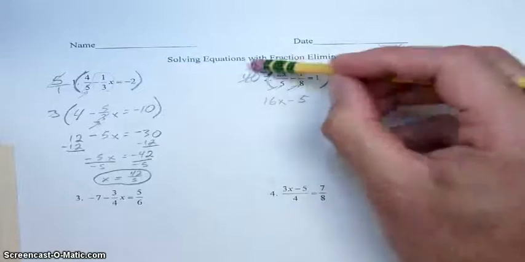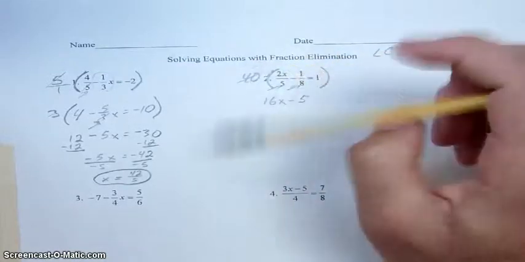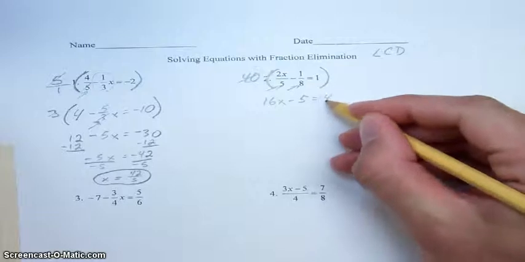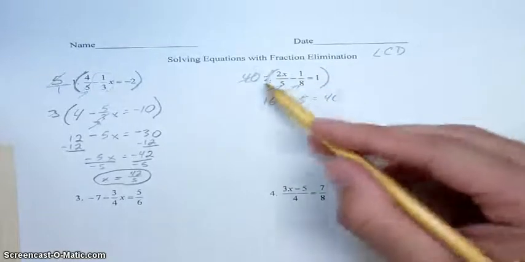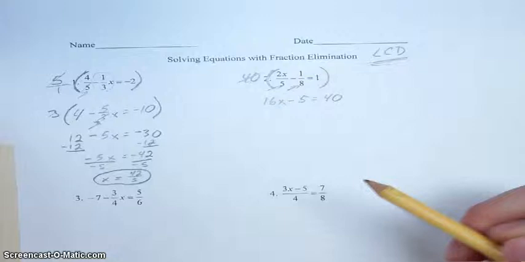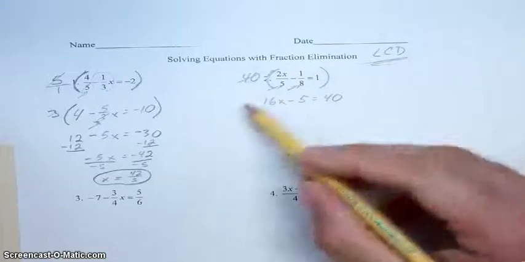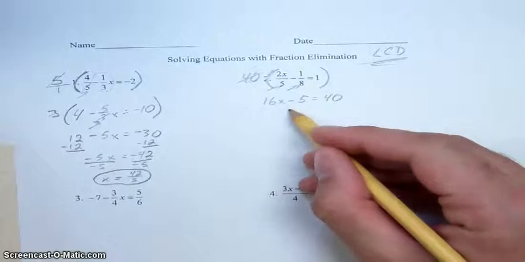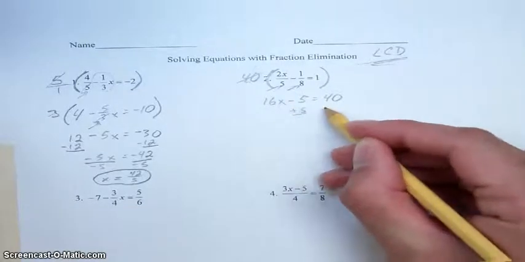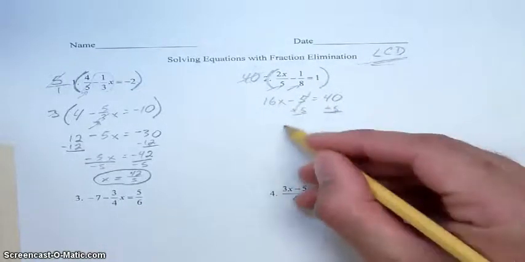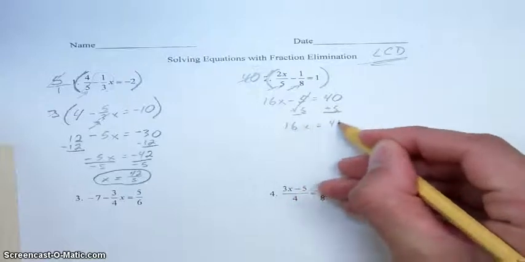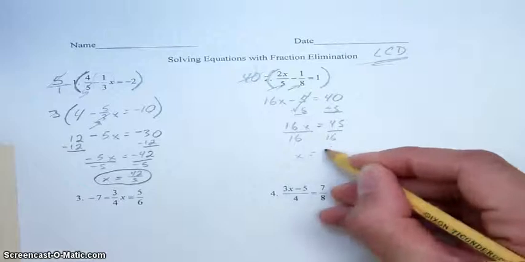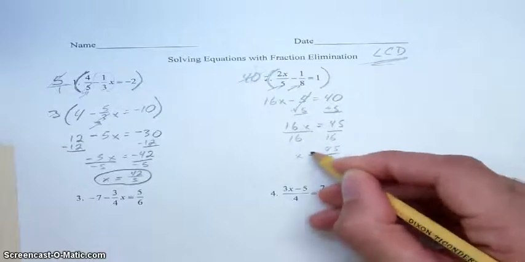And then again, I still have to multiply my third term by 40, because everything must get scaled up by the same amount. So 40 times 1 is 40. You see, in that one step, by using the least common denominator, I was able to eliminate the fractions. I have a two-step equation now, and this is something I think everybody can solve at this point. Add 5 on both sides. I have 16x is equal to 45, and divide by 16. x equals 45 over 16.